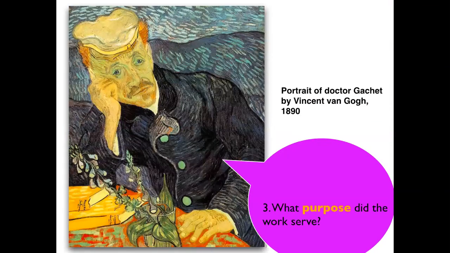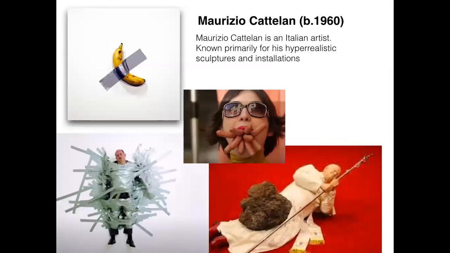Just like these two paintings, these two portraits, they are trying to serve different purposes, obviously. I will give you one more example. You might see the banana like this with the masking tape, especially on social media a year ago. This is an artwork by an Italian artist, Cattelan, actually.